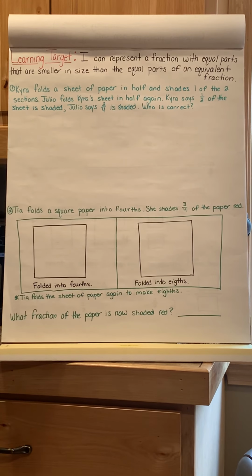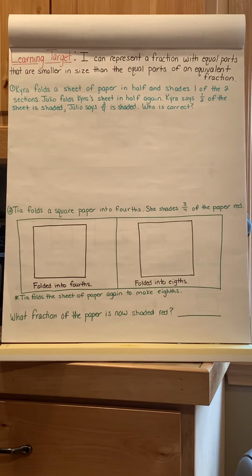Now I know that sounds a little bit confusing, but when we talk about equivalent fractions, they mean fractions that are equal. So when we're comparing two fractions, that means that the parts that are shaded in are equal in size. Even though one fraction might be split into more equal parts, it can still be equivalent with another fraction that's split into less equal parts. So let's look at this first question.